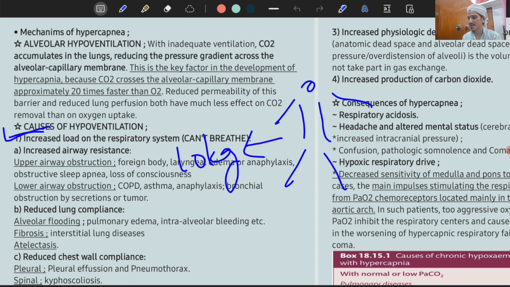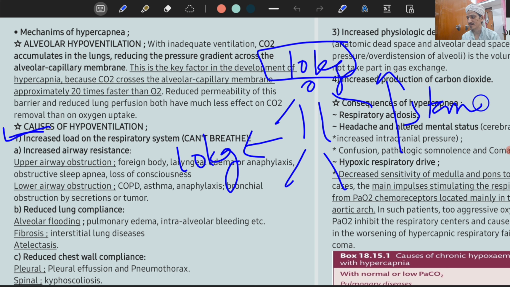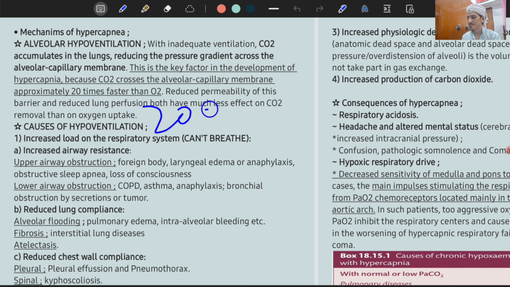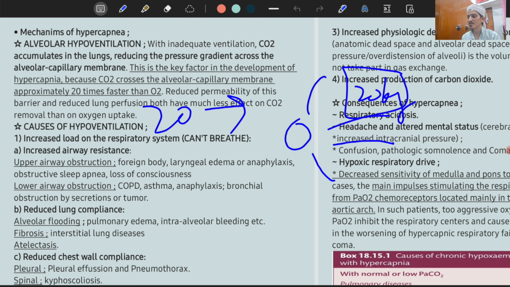So he will carry the 10 kg weight on his head, and he will be straight in position. He will stand straight. Okay, you are giving the load according to that. But if you give 20 kg weight, what will happen? He will bend, and he may fall also. So because of increased load, he is not doing his function properly.